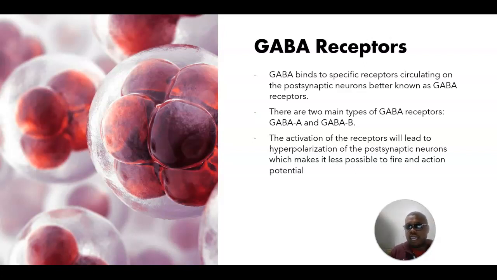The activation takes place in two different stages. The activation of the receptors will lead to the hyperpolarization of the postsynaptic neurons, which will make it less possible to fire an action potential. Basically, once they're activated, the hyperpolarization is going to increase, which makes it harder for the signaling of the neurons to be met.